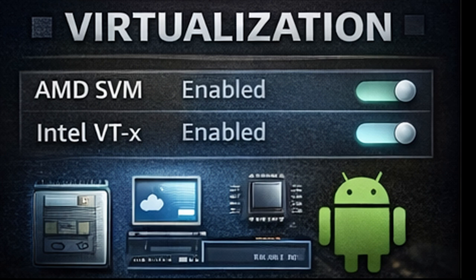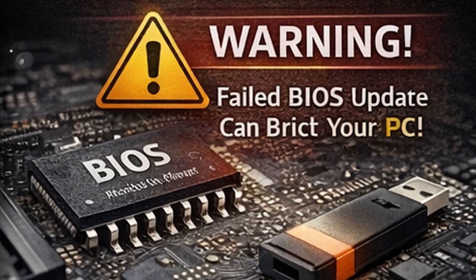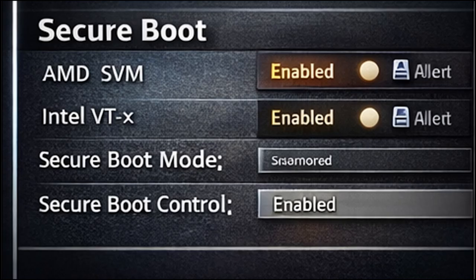Another important feature is Secure Boot. Secure Boot is a security feature that allows only trusted software to run during startup. This helps protect your system from malicious software that tries to load before Windows. Sometimes Secure Boot must be disabled when installing older operating systems or using specific boot tools. Next, let's talk about virtualization. Virtualization allows your CPU to run virtual machines. This feature is required for software such as VirtualBox, VMware, and Android emulators. If virtualization is disabled in BIOS, these programs may not work correctly.